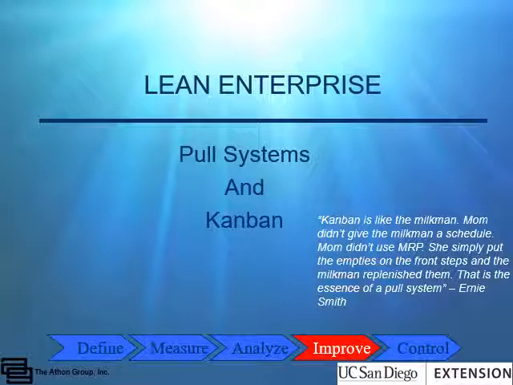So the idea behind Kanban is that it's a signal to replenish. It could be an empty container, it could be a card, it could even be an electronic signal. But it's a pull system where the system downstream is signaling upstream that it needs replenishment material, as opposed to this coming from central planning and pushing that process through.